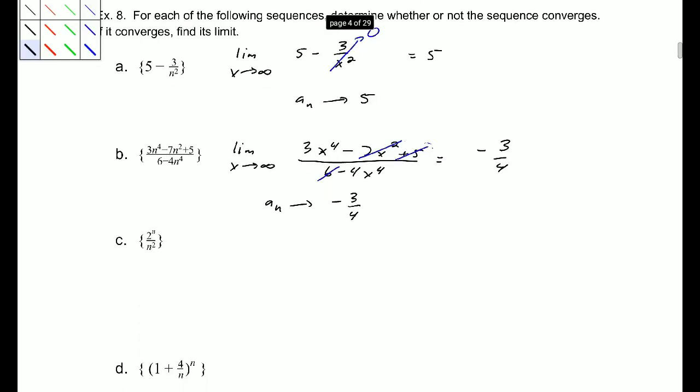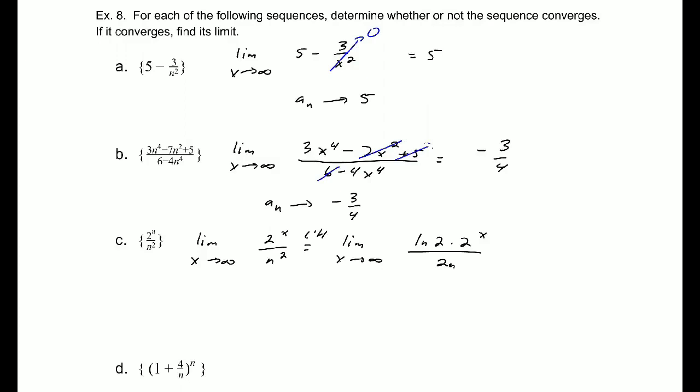Part C. The limit as x goes to infinity of 2 to the x over x squared. Both of these are going to infinity, so we are going to have to apply L'Hopital's rule here. This is an indeterminate form. As x goes to infinity, that is going to be the natural log of 2 times 2 to the x over 2x. Still both going to infinity. I changed to x's in one and n's in the other, so let's fix that real quick.